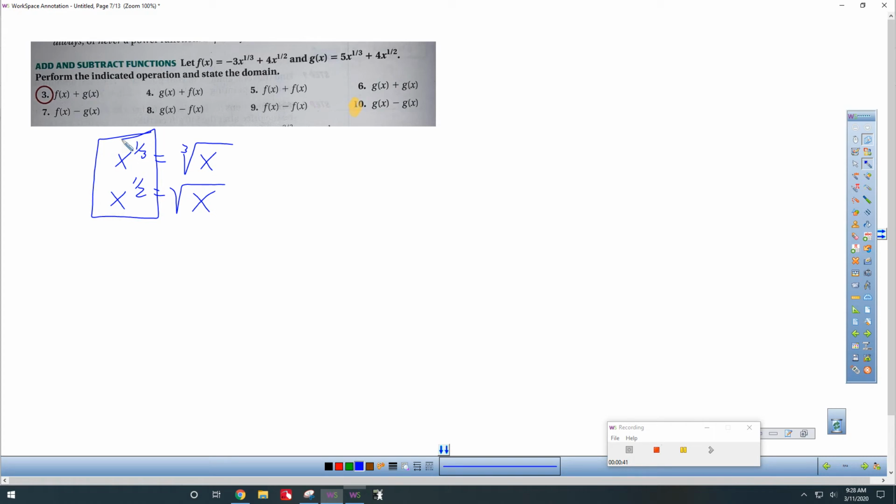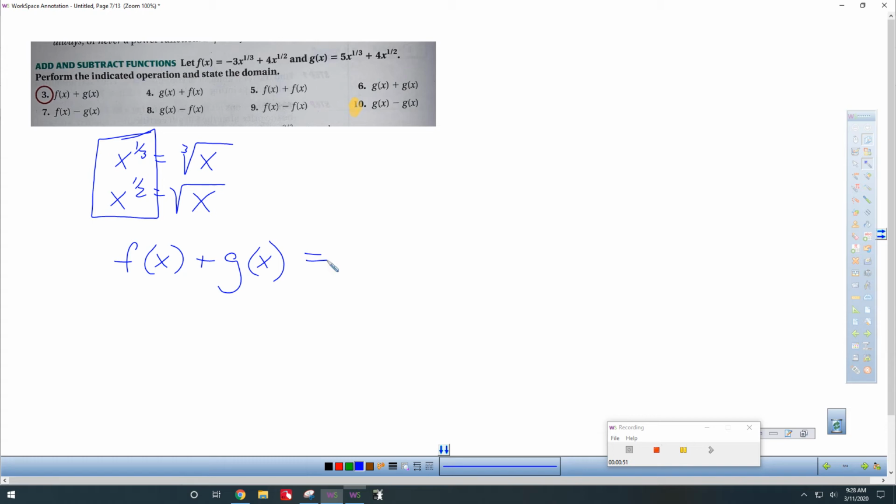And so when they want f of x plus g of x, you literally are just adding the two functions together. That's how you say that, f of x. It's a function of x. You put something in for x, and then this machine pops out an answer, a number usually.